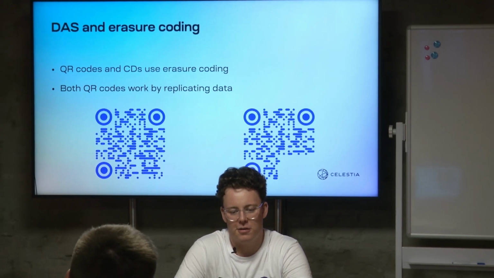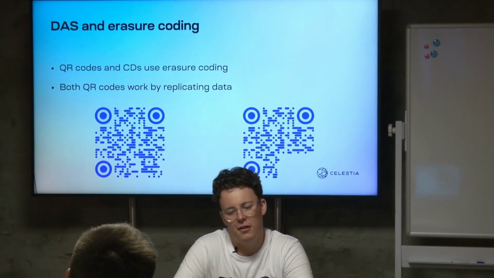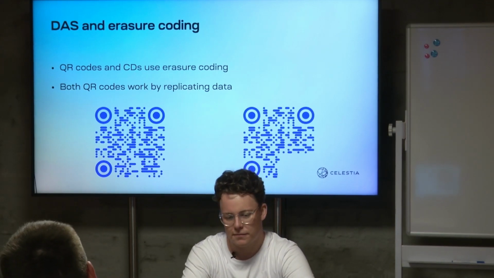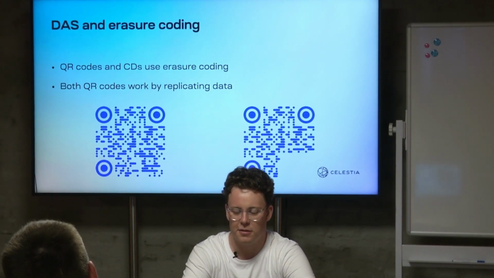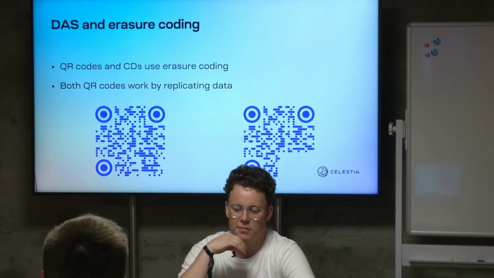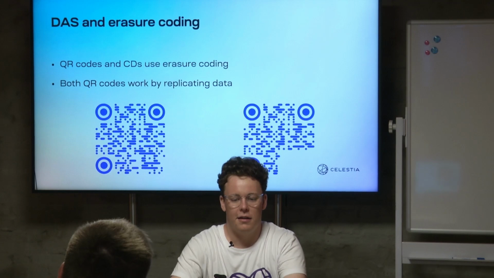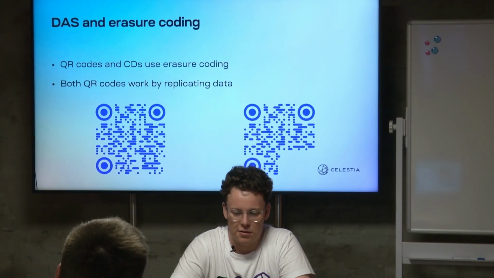But a QR code is probably a better example, where both of these QR codes up here will get you to the same exact place, but the one on the right is missing like a fifth or a sixth of it. And this is also something that uses erasure coding.